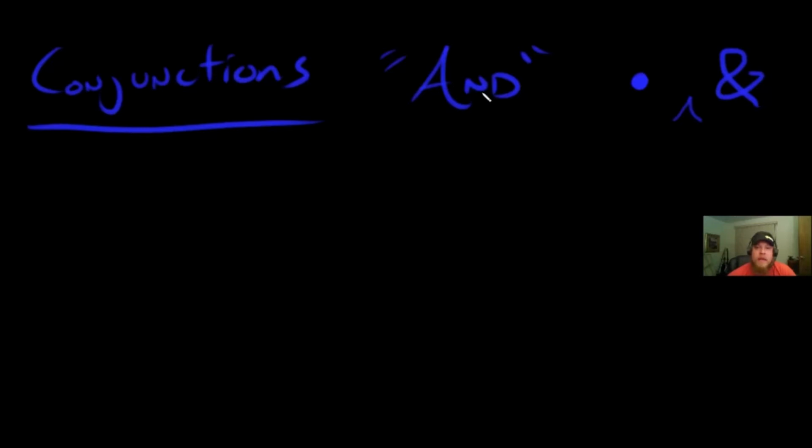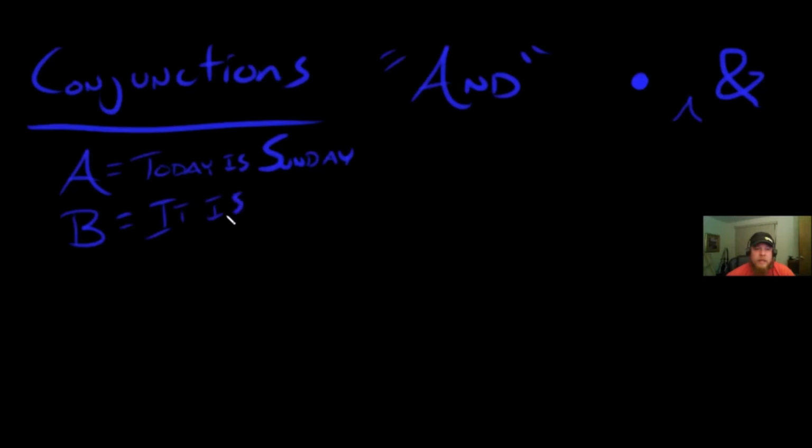So what do I mean by and here too? Because there's other words that mean and in English. So basically I'll just say this. If I had A, and I can make A stand for anything, and then I had B, we can make B stand for anything. Just for the sake of simplicity, let's say A stands for today is Sunday. And let's say B stands for it is passive voice, but we'll roll with it for here. It's raining.